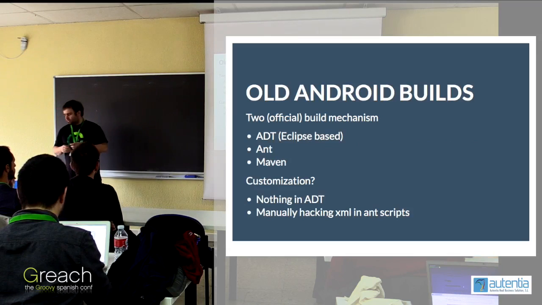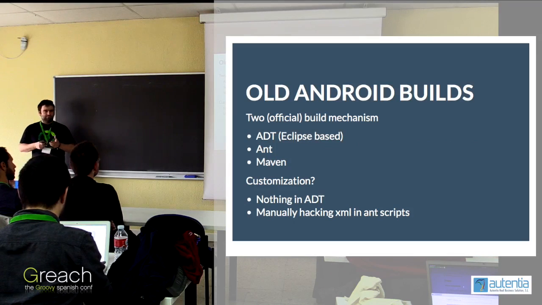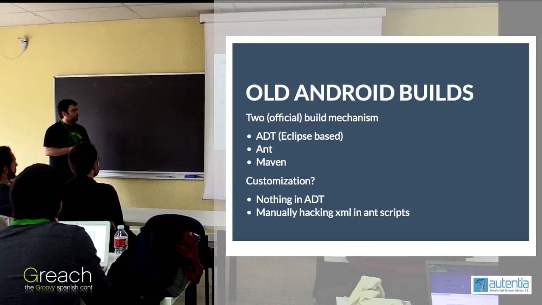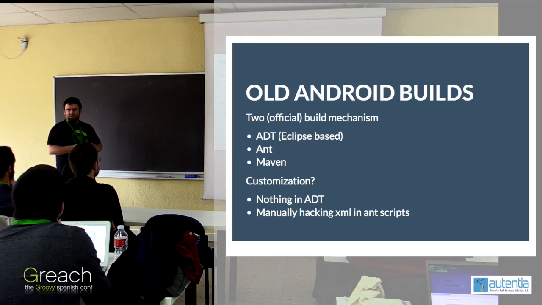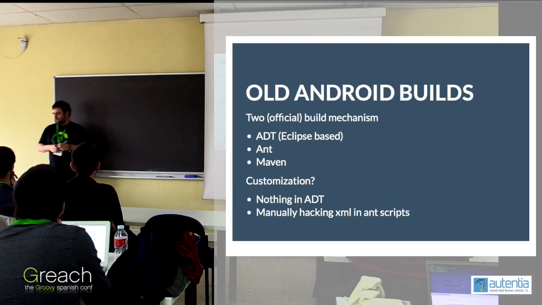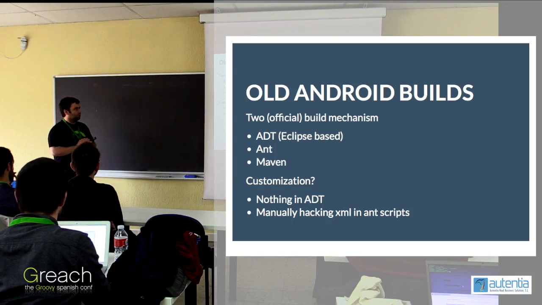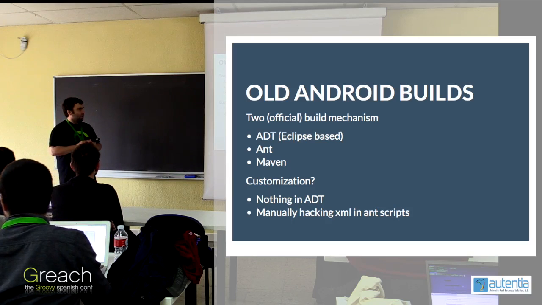In the former days we had 2 official build mechanisms provided by the Google guys. One was the Eclipse-based ADT, the Android Development Toolkit, and there was ANT support, and there was a pretty successful, but not official, Maven plugin for building Android apps, which was really broadly used as far as I can see.